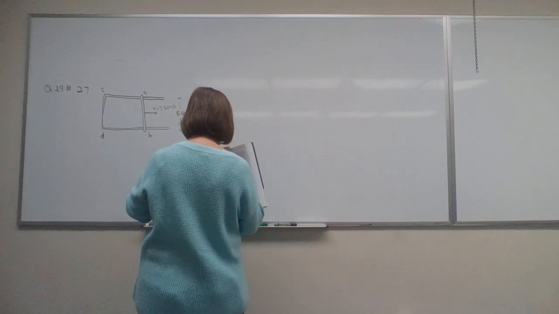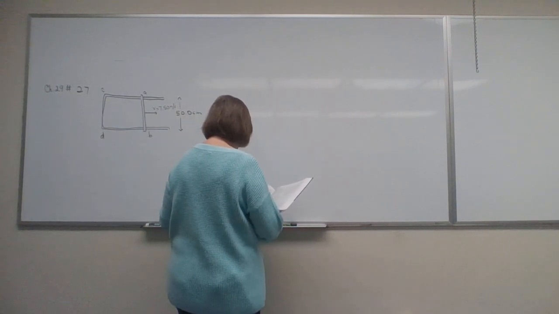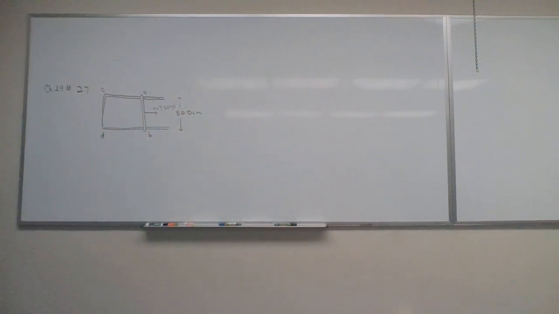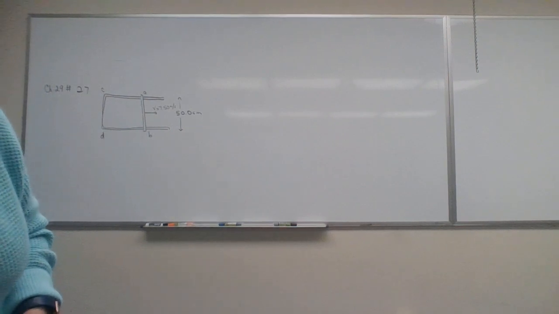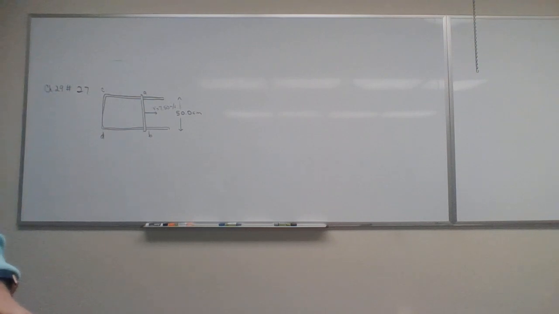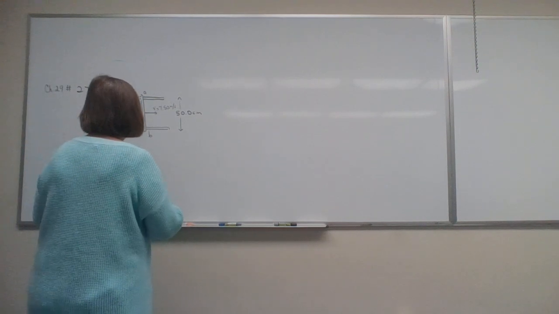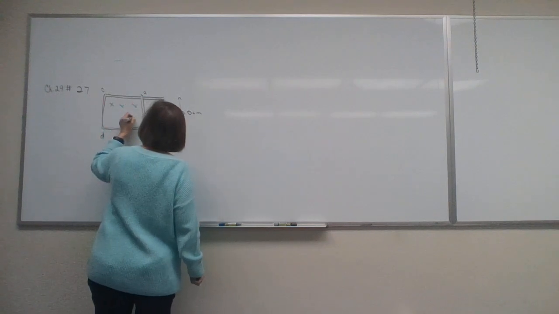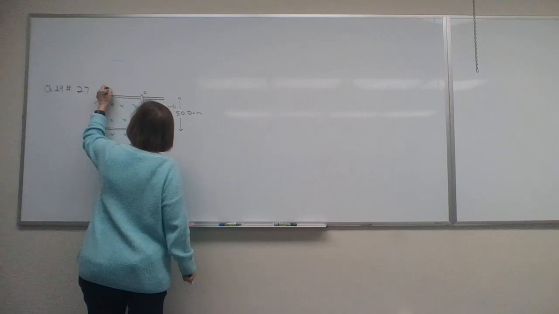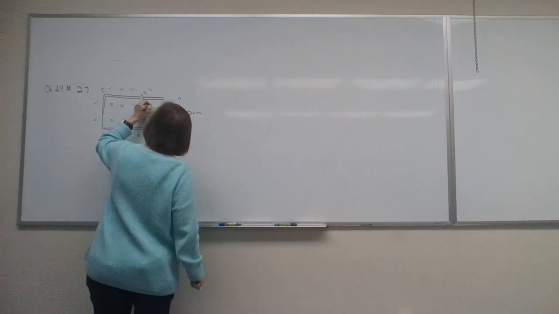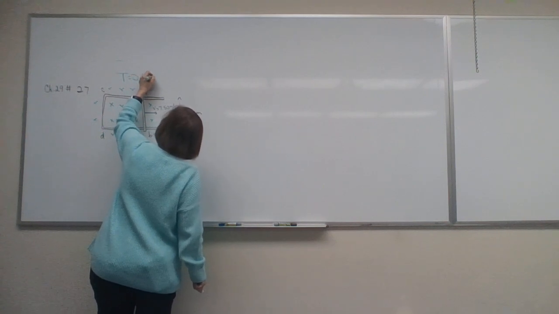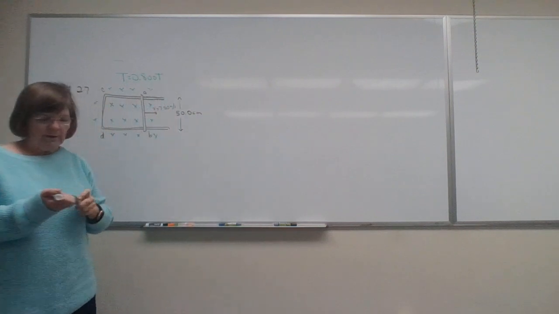The uniform magnetic field that points directly into the board is 0.8 Tesla. So 0.8 Tesla, right into the board. Okay, we are ready to solve.